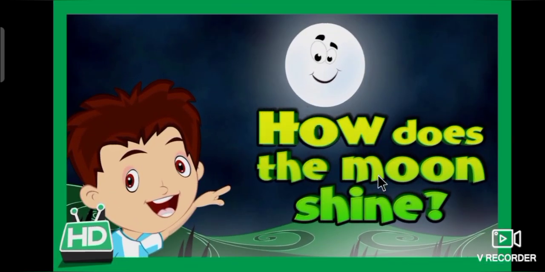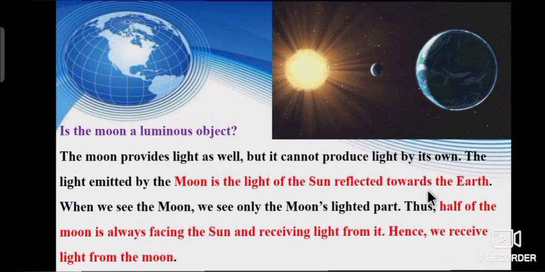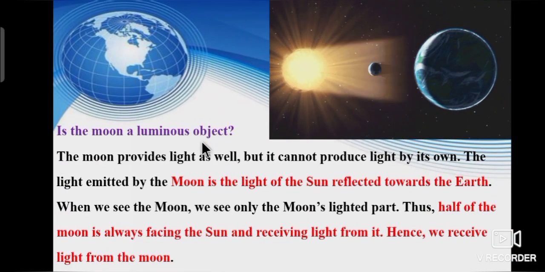Students, how does the moon shine? Is the moon a luminous object? We'll see. The moon provides light as well, but it cannot produce light by its own. The light emitted by the moon is the light of the sun reflected towards the earth. When we see the moon, we see only the moon's lighted part. Thus, half of the moon is always facing the sun and receiving light from it. Hence, we receive light from the moon.